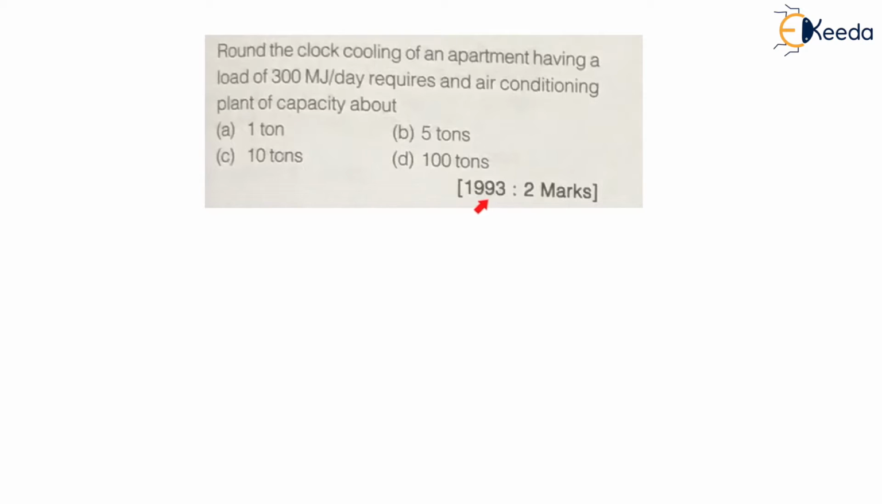Now the next question was asked in GATE 1993 for 2 marks. The question is, round the clock cooling of an apartment having a load of 300 megajoule per day requires an air conditioning plant of capacity about. Here, this 300 megajoule per day must be the capacity. Now the same capacity we have to convert into ton, right? Here all the options are given in ton.